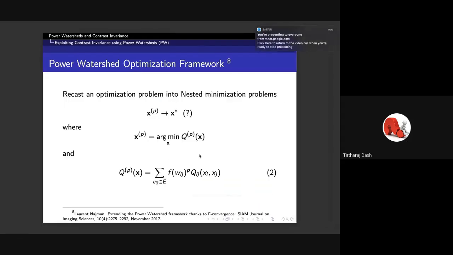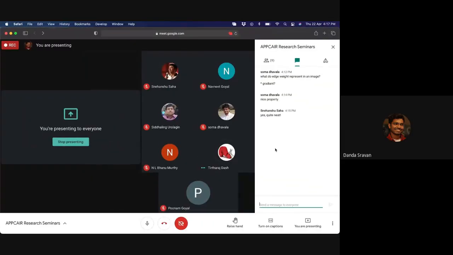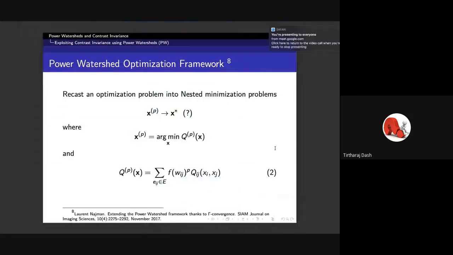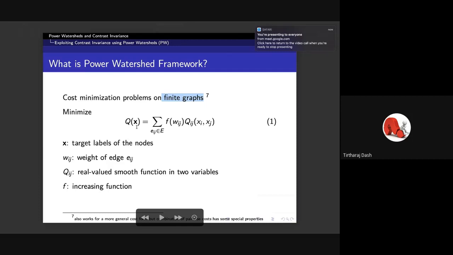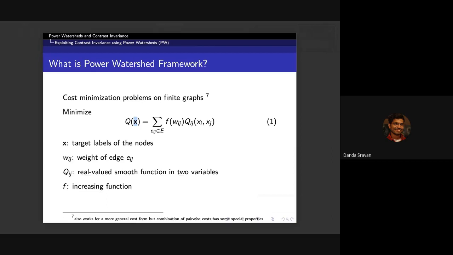Sravan, I have a question. In that slide, you said that X is labels. When you say label in an image, what are these labels essentially? Suppose I'm working with a segmentation problem and there is only one object in the foreground and the rest is all background. I just have two labels, so each x_i takes one of two values. If there are multiple objects, there are multiple labels.